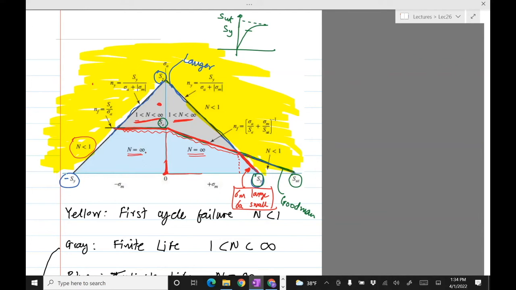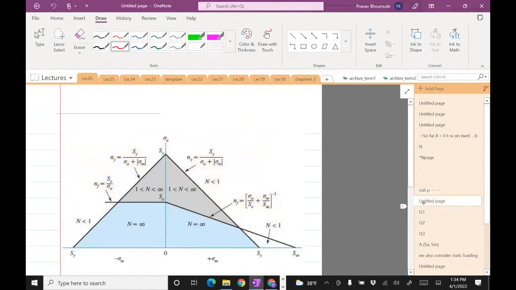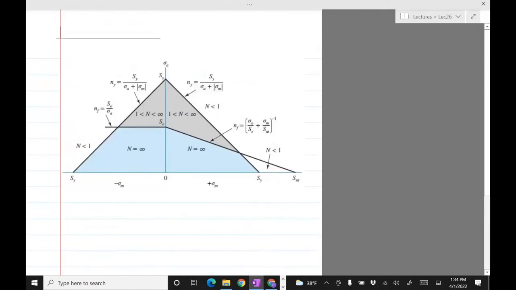So I will show you how to figure this out. Let's say I've given you a machine element and the stresses, and I'm asking you to figure out which region the material is going to lie in. Is it going to fail in finite cycles, or not fail at all, or fail in the first cycle? What you can do is use this plot to do it. This is the same plot, just a cleaner version.